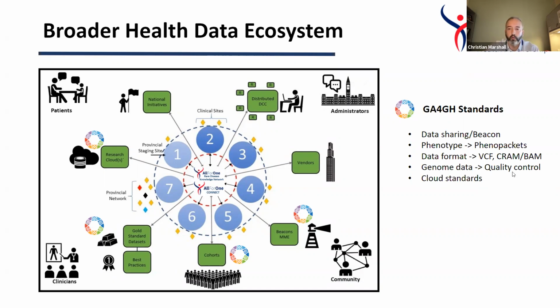We just heard from Mara and Oliver about genome data and quality control initiatives, so we'll be taking advantage of that. And then yesterday, there was some great discussion on cloud standards as well. And I think that we are very keen to be able to do this, which we will need to move towards a cloud-based system to be able to make this happen.